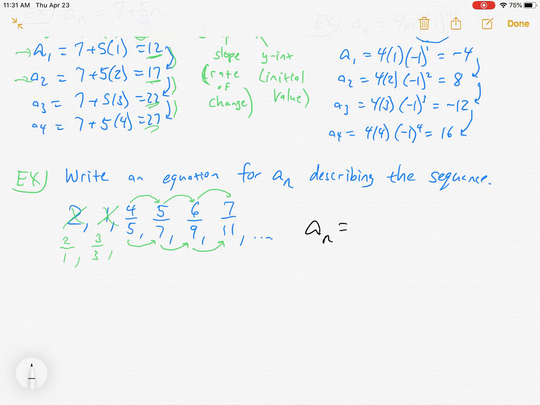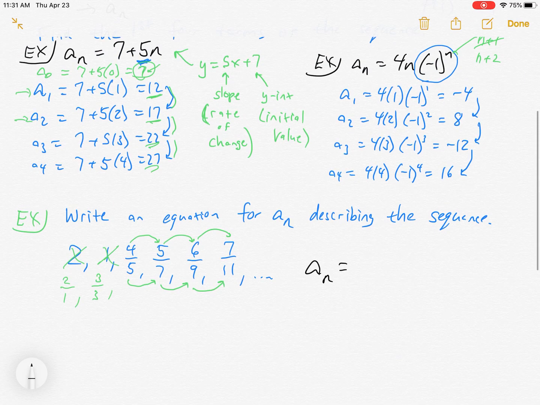So the sequence that describes this is, the numerator, notice, goes 2, 3, 4, 5, 6, 7. How do we model that? Well, it's increasing by 1, right? Remember what we learned over here? This was increasing by 5 up here, so I had a 5n. This one's increasing by 1, so I just need to have an n.